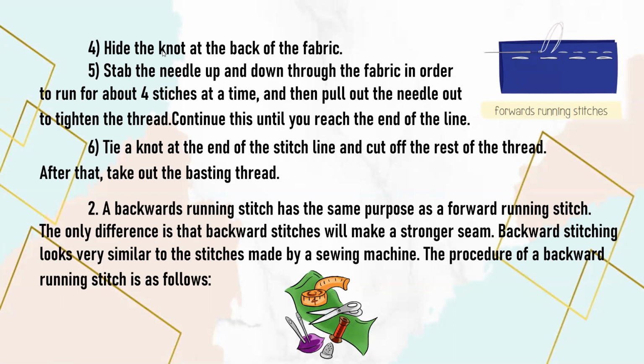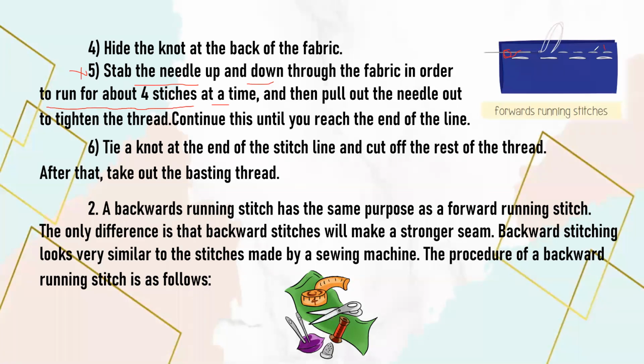Okay. Then number five. Number five, what we have to do? Stab the needle up and down to the fabric in order to run for about 2 stitches at a time. Here you can see how we're gonna do, like the needle here, we're gonna go in and then up. We're gonna go down and up.